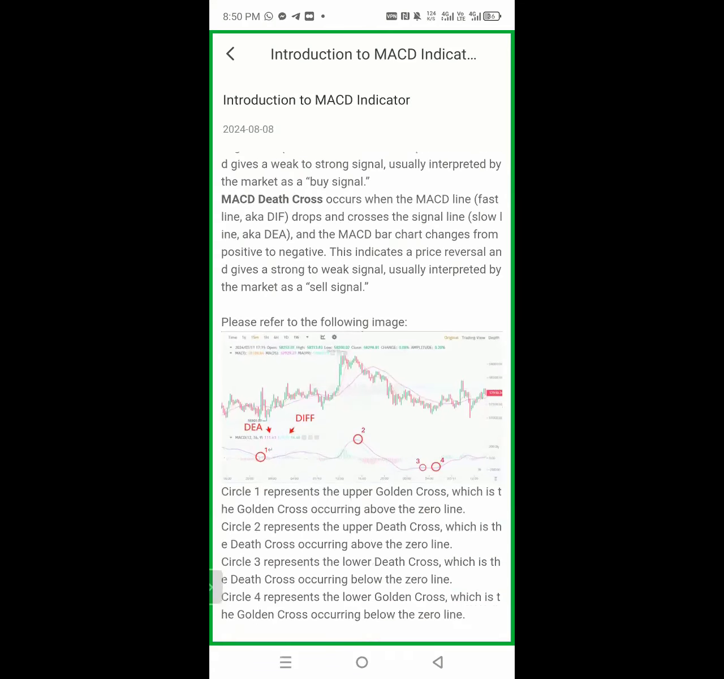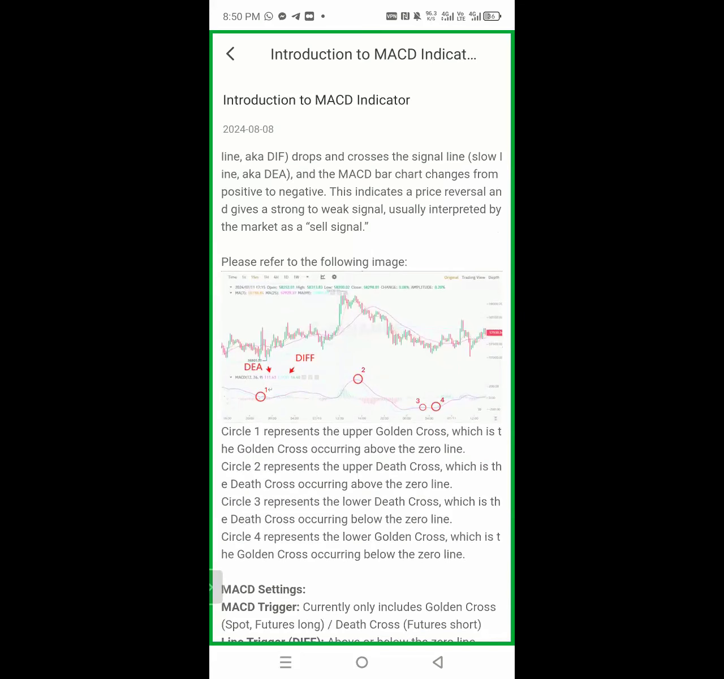Okay, so this is the definition. You can see where they circled the first one. The first one represents the upper golden cross. So we have the golden cross and the death cross, and they have the upper and the lower. You understand? The circle one is showing where the golden cross happened at the top. You can see in this diagram now, the light blue is represented as the MACD line.